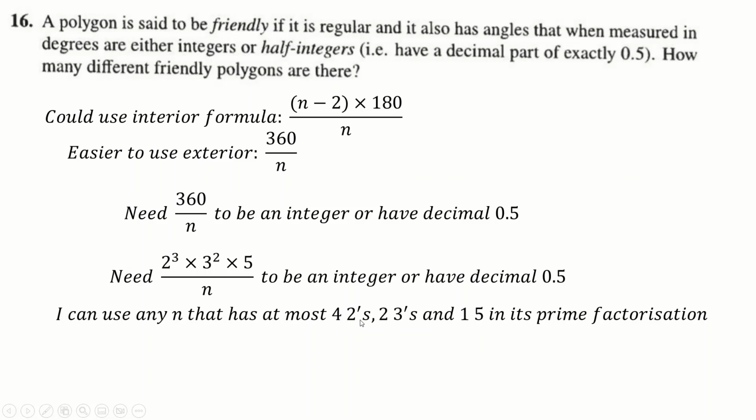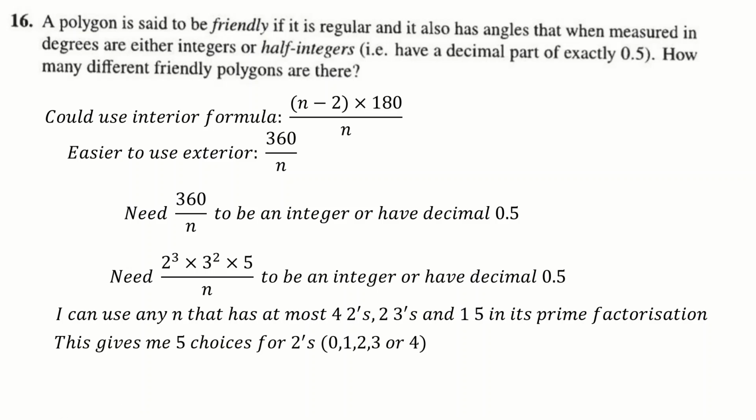Why can it have 4 2s? Well, because if it has an extra 2, then that's just where you're going to get the 0.5 from. So if it was just 2 to the power 4 on the bottom here, you'd cancel 3 of them, and you just have 3 squared times 5, which is a whole number, divided by the last 2 left over, which will give you the 0.5. So I'm allowed to have the 4 2s. So now all I have to do is count how many numbers have at most 4 2s, 2 3s, and 1 5 in their prime factorization.